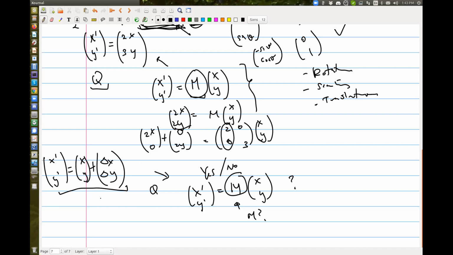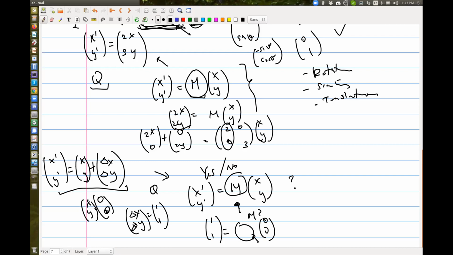You can very easily see why it is no, because I think of a simple counter example, right? Let's say xy is equal to 0 0. Let's say my delta x is simply 1 1. Now no matter what M I put in, I cannot get that, because I have 1 1 here and 0 0 on this side. Whatever matrix I multiply with this, I will get 0 0. So there's no way I can do that.